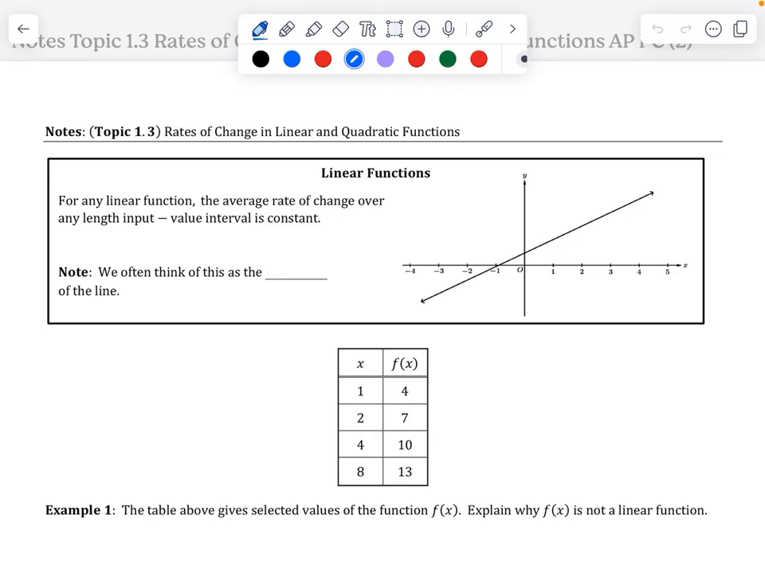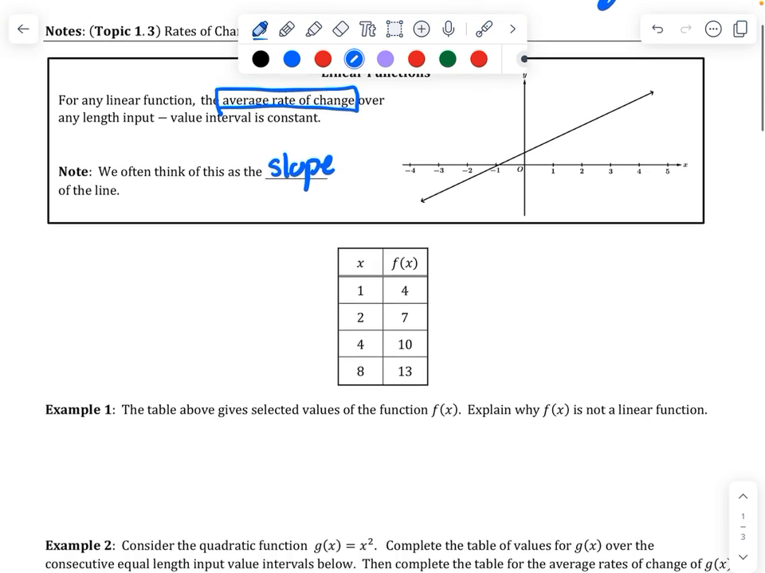So today we're going to continue our rates of change. The first thing we're going to talk about today is linear functions. And you guys know this, for a linear function, the average rate of change is constant, right? Our slope is always the same. We've always referred to it so far as slope, but we're also going to see it a lot in this course as average rate of change.